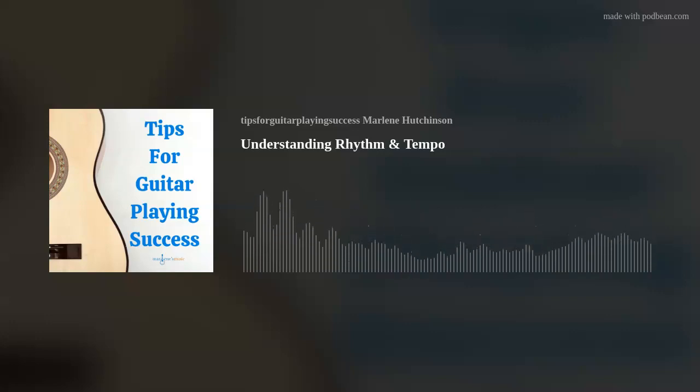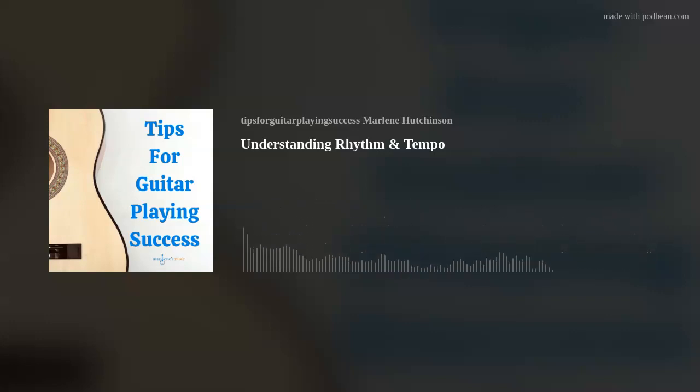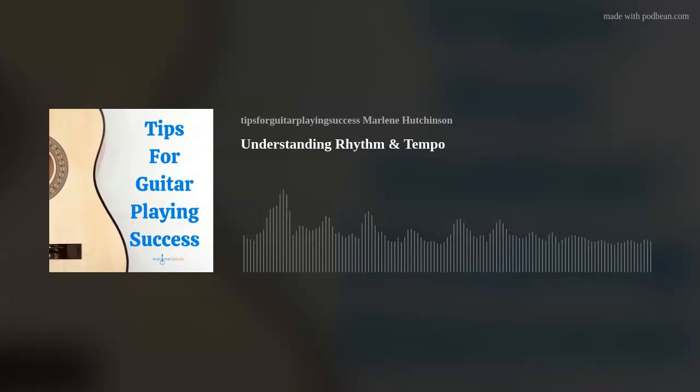Today's tip is understanding rhythm and tempo. Do you have rhythm? Do you have tempo? Don't know if you have either one? Well, with any song, you'll certainly need to know how to play the notes or the chords of the song, but that's only half the equation. The other half is the beat.